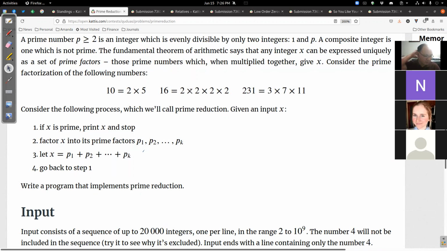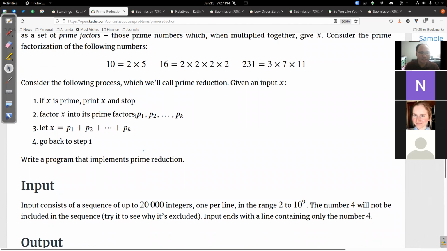Now they give you a process, which they call prime reduction. You're given an input x. If x is a prime, print x and stop. Otherwise, factor x into its prime factors, p1, p2 up to pk. One of the things that you have to know is that these pi's may not be distinct. So if you're factoring 16, you have 4 factors, they are all 2's. Then you let the new x become the sum of the factors, and then go back to step 1. You keep doing that until you get a prime number and stop.